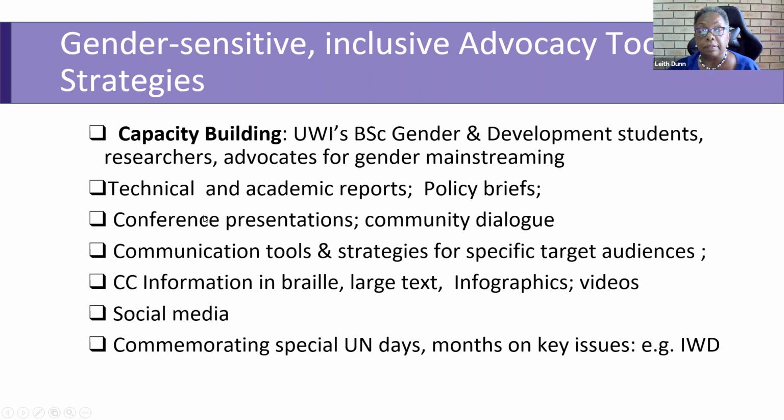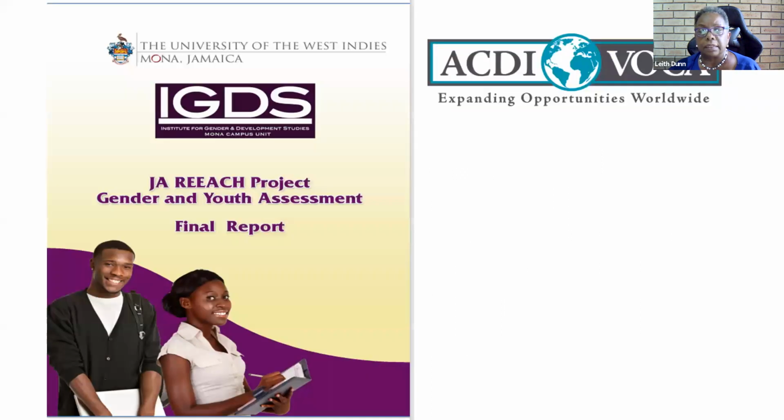Technical and academic reports are another way of disseminating. We do policy briefs, conference presentations, and then have communication tools for our different target audiences. So infographics, for example, because not everybody is reading. So infographics are important, videos, social media. And we also use UN days and months to commemorate special events. So whether it's International Women's Day, International Men's Day, and other things.